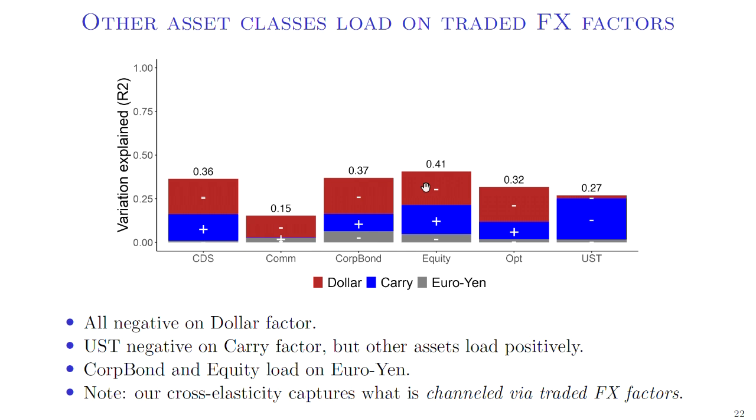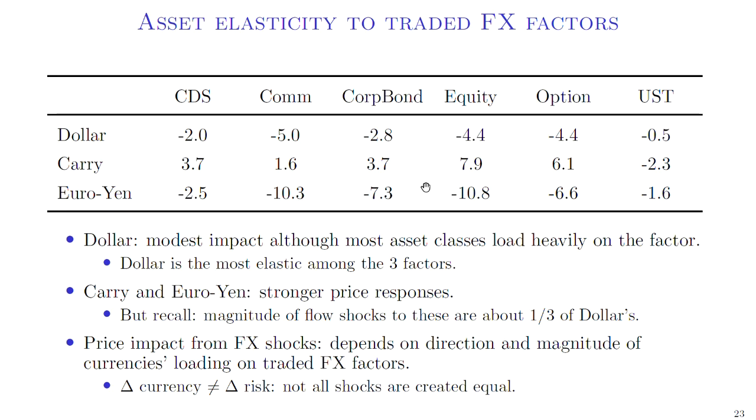And so when we apply our estimates to compute the cross elasticity, what we really compute, the formula, is a cross elasticity channeled through the 3 traded risk factors. We miss a large part. But of course, once you have better data, you can fill in the rest. And this is the asset elasticity due to the traded risk factors.